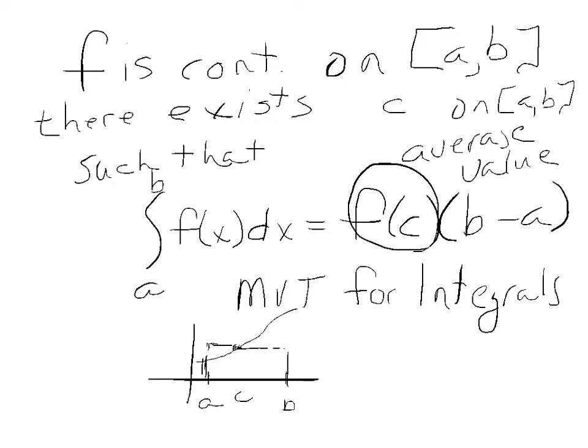F of c right here, this is f of c. If we take f of c, the height, times the width, we get the area of the rectangle. And there's some value of c in there somewhere such that this is equal to the integral from a to b of f of x dx. That's just the mean value theorem for integrals. Yes, underneath the curve from a to b. So you just take the average of b and a to get c? Not necessarily. We're going to look at that in a minute.